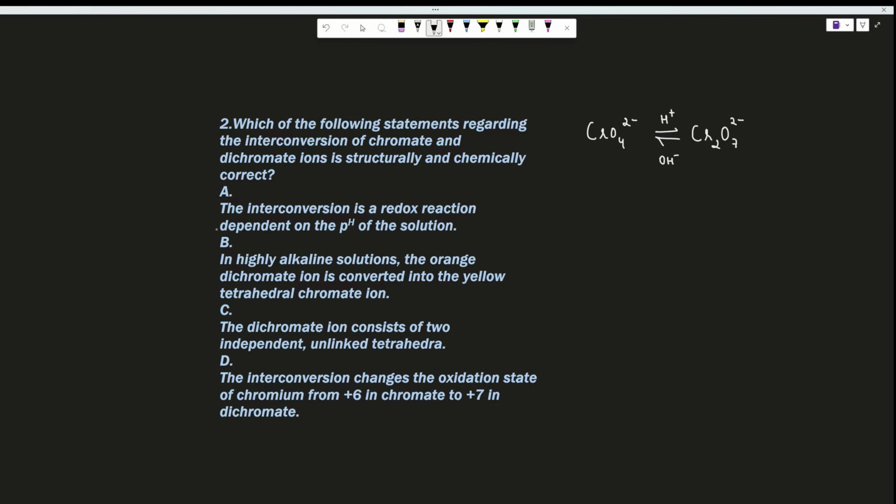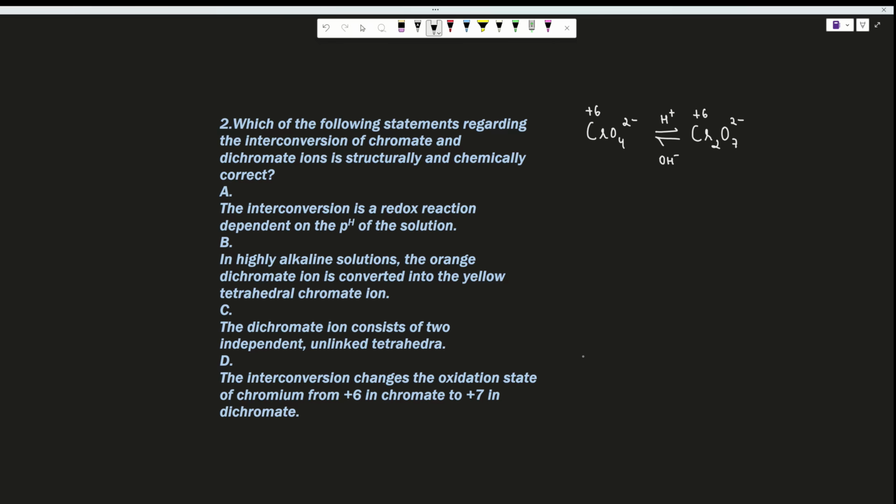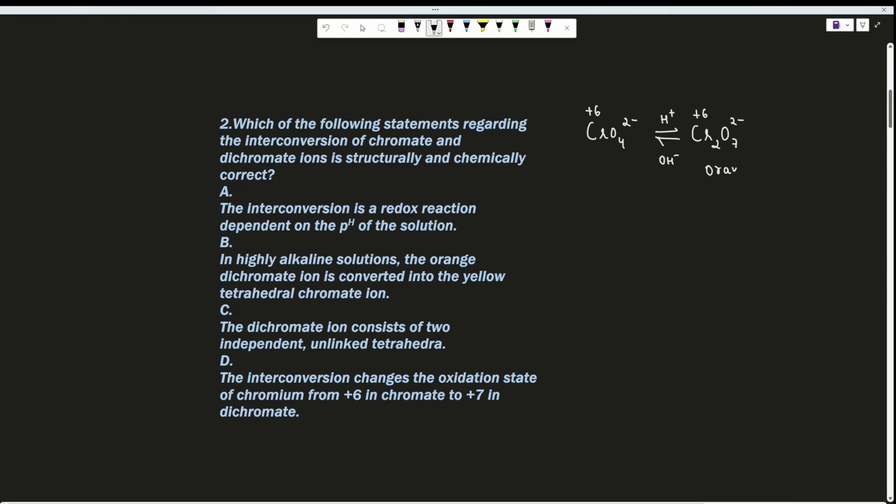So let us see the statements now. The interconversion is a redox reaction dependent on the pH. See, dependent on the pH is correct, but if it has to be redox, the oxidation state must change, right? But here both are having +6 oxidation state. Chromium in both the species is in +6 state, so it is not a redox reaction. Okay, so take the second one. In highly alkaline solution, orange dichromate is converted into yellow tetrahedral chromate ion.